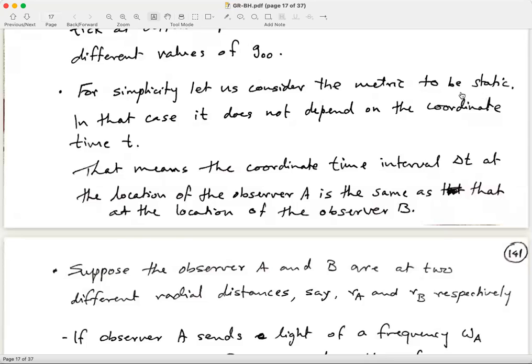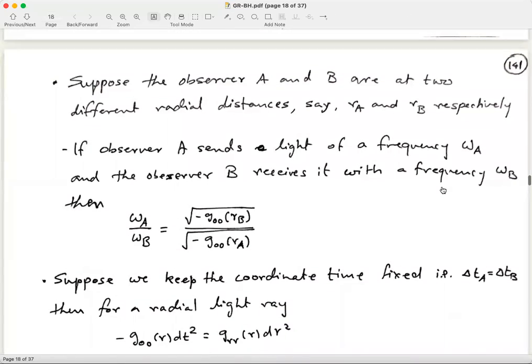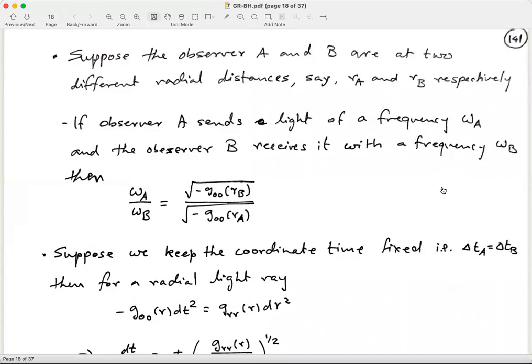Because the metric is independent of time, the proper time at the location of the observer would be the same for the same coordinate time interval delta t. Similarly, the proper time at the observer B would be the same for the same coordinate time interval delta t, no matter at what time you look at the time interval delta t. Fine. So suppose we have two observers, and they are, of course, at different radial positions.